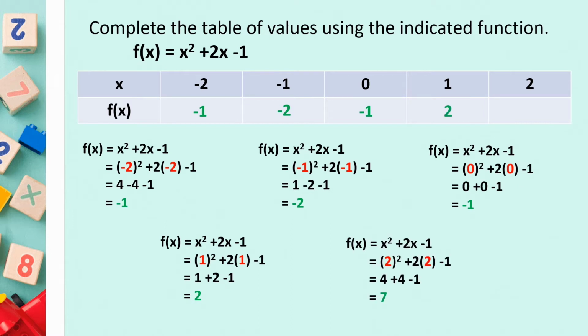And last, we have x is equal to 2. 2 squared plus 2 times 2 minus 1. 4 plus 4 is 8. Minus 1 is 7. And that's how we complete the table of values.